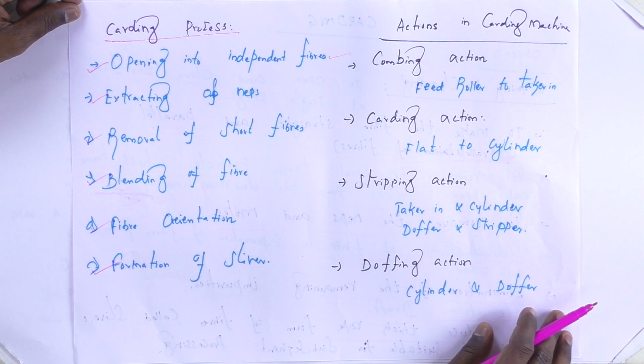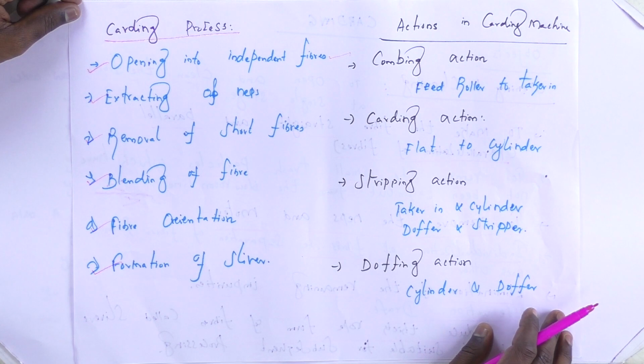Formation of sliver. The fibers are converted into web form. The web is converted into sliver form by the action of calender roller pressure. So the lap to sliver formation is one of the main tasks of the carding machine.